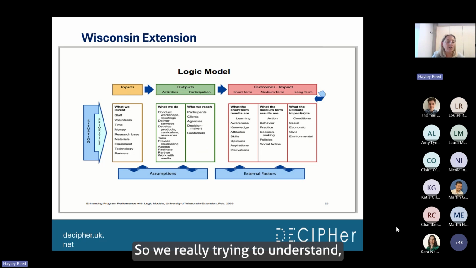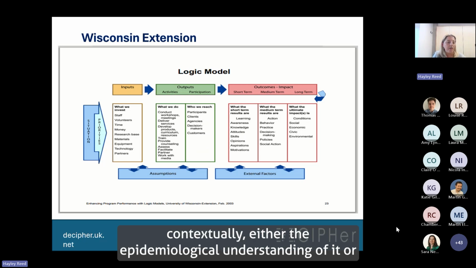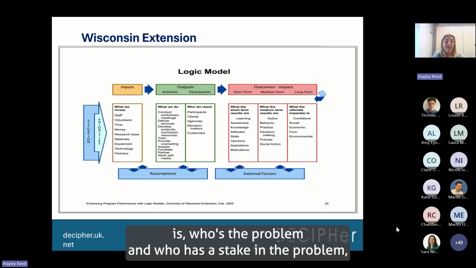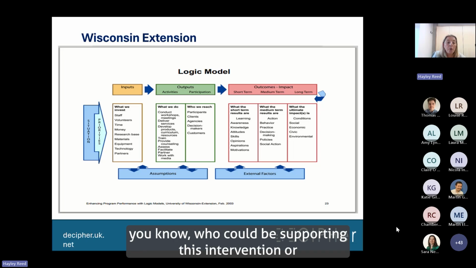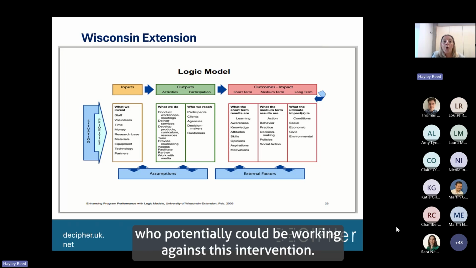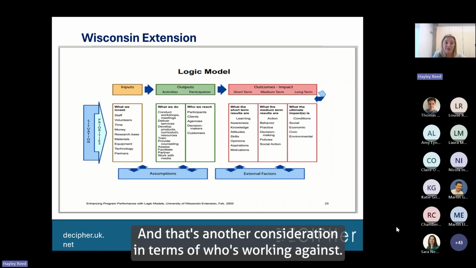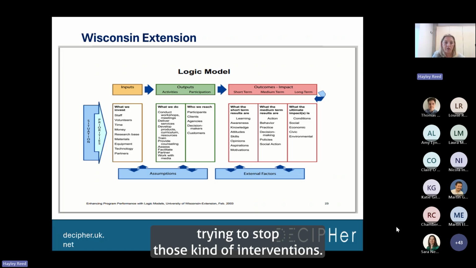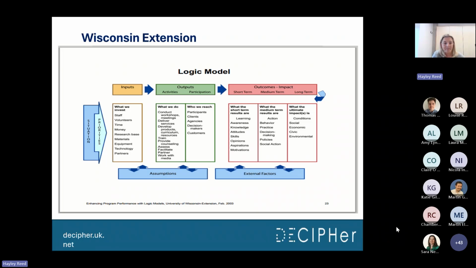Who is this a problem for? So really trying to understand contextually the epidemiological understanding of it, or understand what the problem is, who's the problem, and who has a stake in the problem, you know, who could be supporting this intervention, or who potentially could be working against this intervention. And that's another consideration in terms of who's working against. We know with a lot of smoking-based interventions, for example, there's big tobacco who are actively trying to stop those kind of interventions. So, you know, we could map out that.